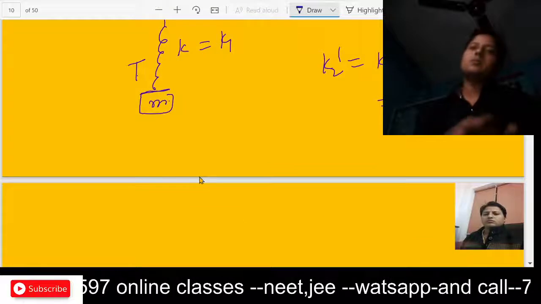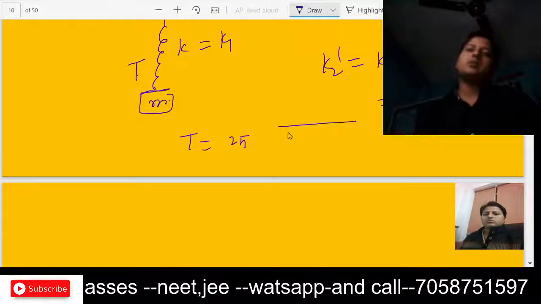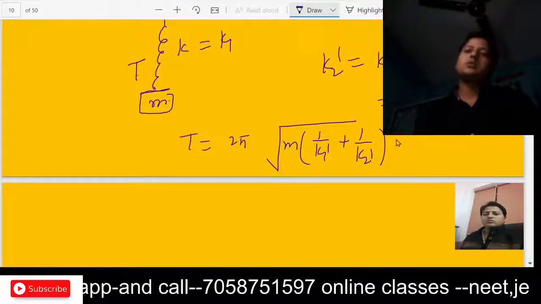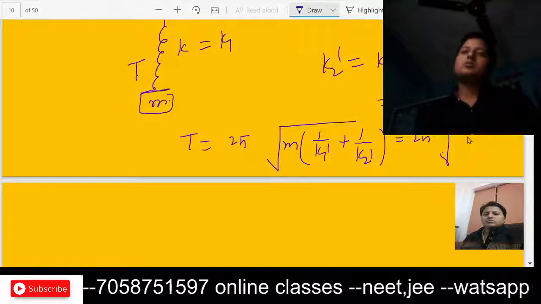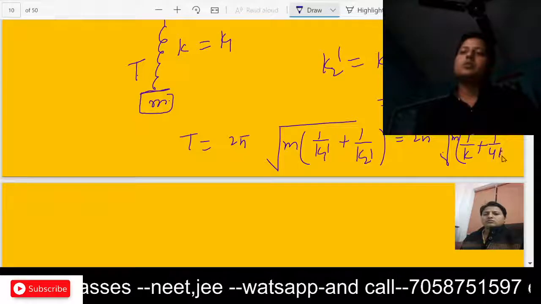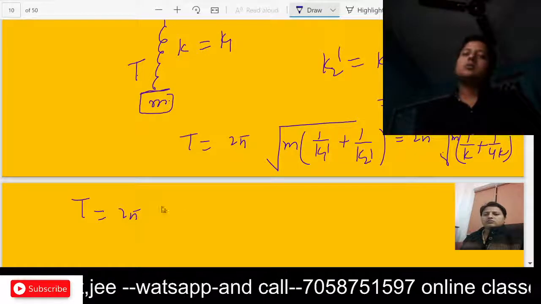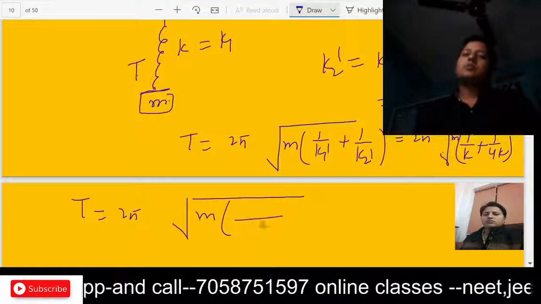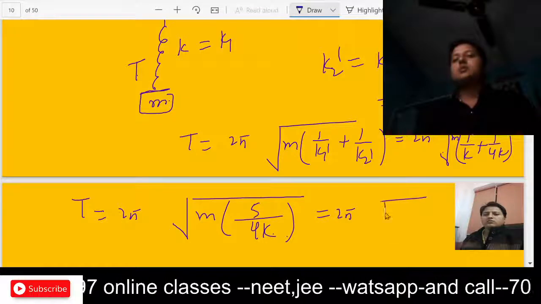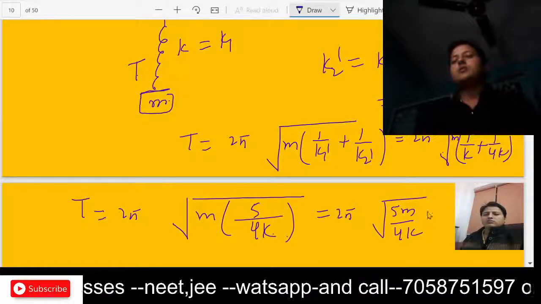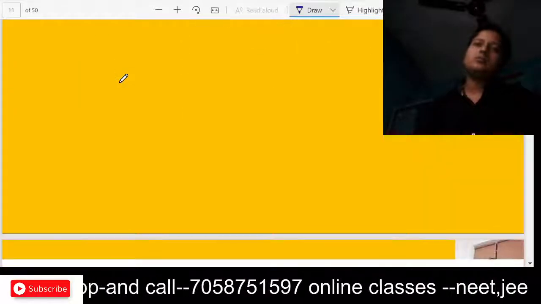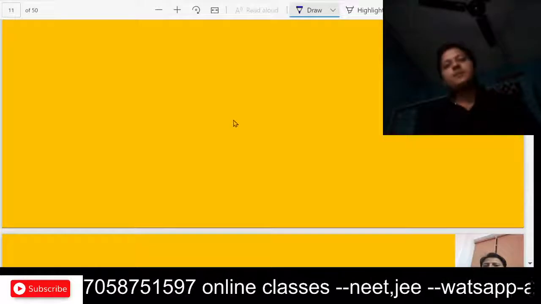So time period is 2 pi under root m times 1 over K1 dash plus 1 over K2 dash. That equals 2 pi under root m, where 1 over K1 dash is 1 over K and 1 over K2 dash is 1 over 4K. So solving, we get 2 pi under root m over 4K, LCM 4, 4 plus 1 is 5. So this is our answer, under root 5m over 4K. This is the required time period.